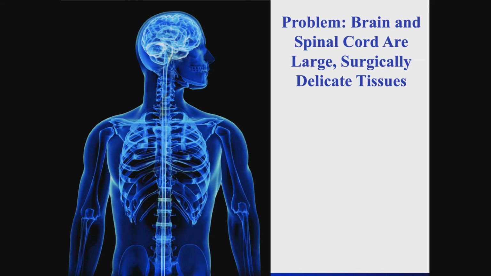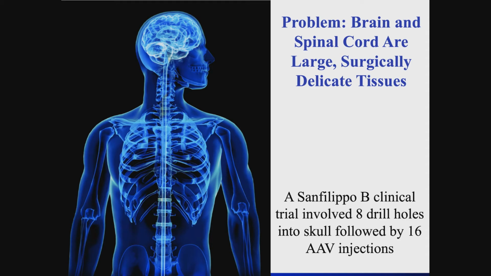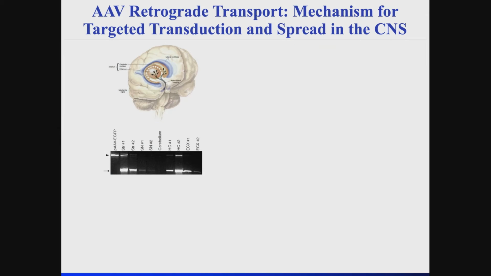So I'd like to present application to another tissue of interest, which is the brain and the spinal cord. These are very large, delicate tissues that it's very hard to deliver DNA to. As an example, within a somewhat recent clinical trial, investigators tried to deliver across the entire large volume of the brain to treat a lysosomal storage disease called Sanfilippo B. They did 8 drill holes and 16 injections into the brain, and this was still insufficient to space fill that large tissue and was unable to modify disease progression.